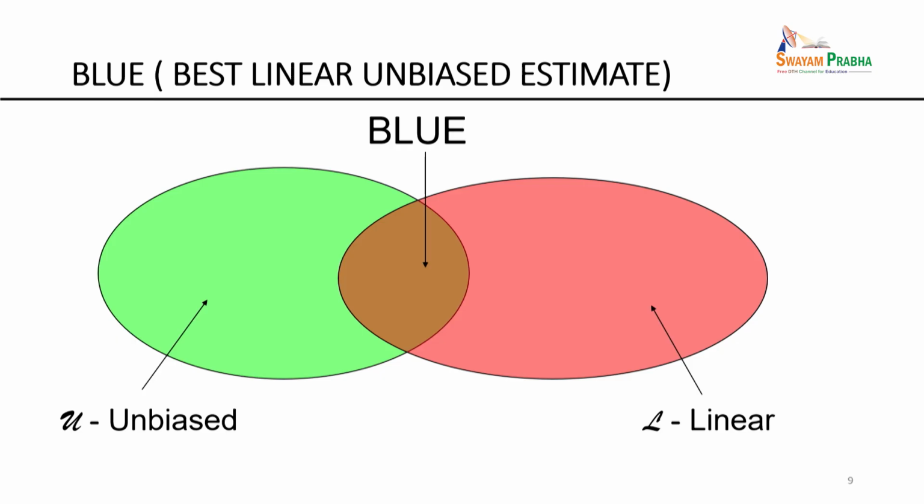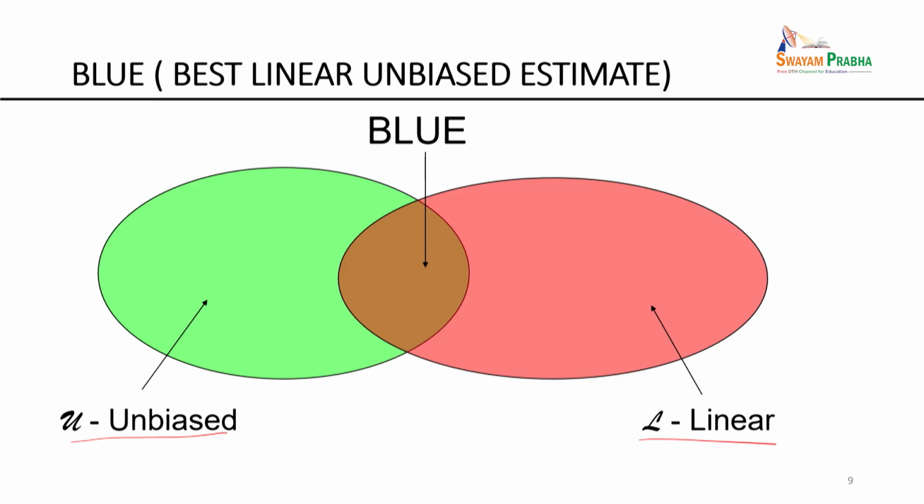Now I am going to talk about other properties of the least square estimate. Please recall, an estimate can be unbiased. The estimate can be linear. So linearity is one property, unbiasedness is another property. The set of all unbiased estimates is given in green. The set of all linear estimates is given in orange. The intersection of the two is called the linear unbiased estimate, LUE. So LUE means an estimate which is simultaneously linear and unbiased.